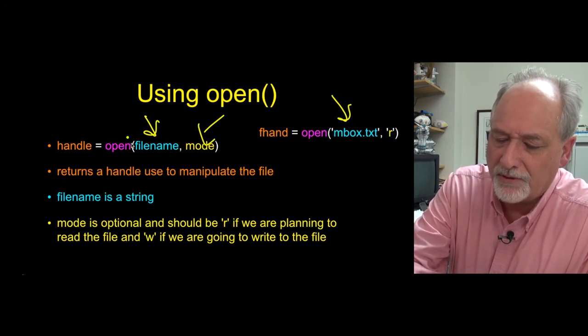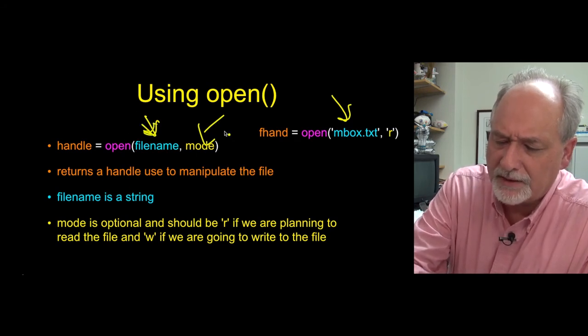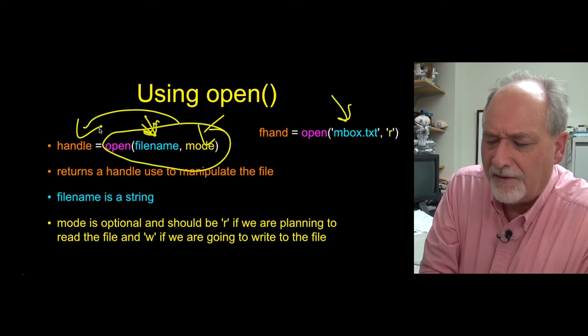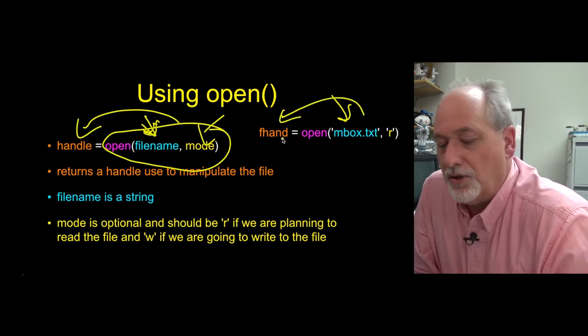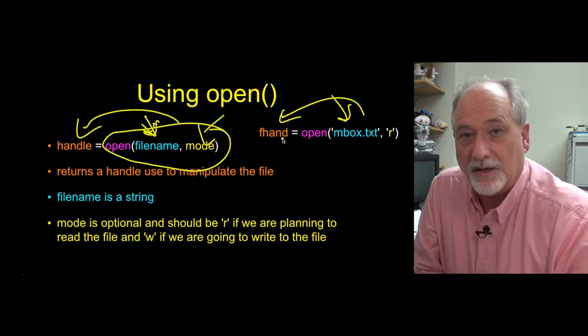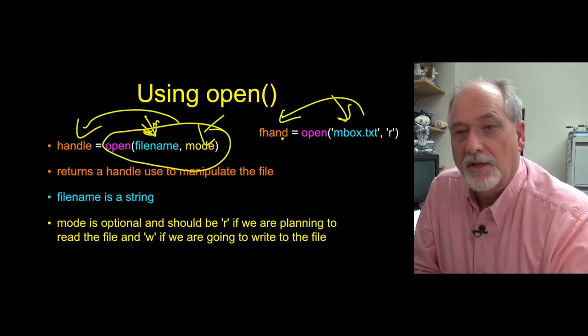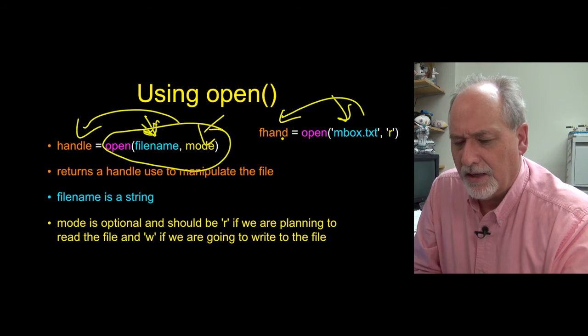And so you pass open a file, it gives you back this file handle, and then you have a variable in which you store it. I often call it fhand to be mnemonic. You'll see my code, I use fhand all the time to indicate that that is a file handle.